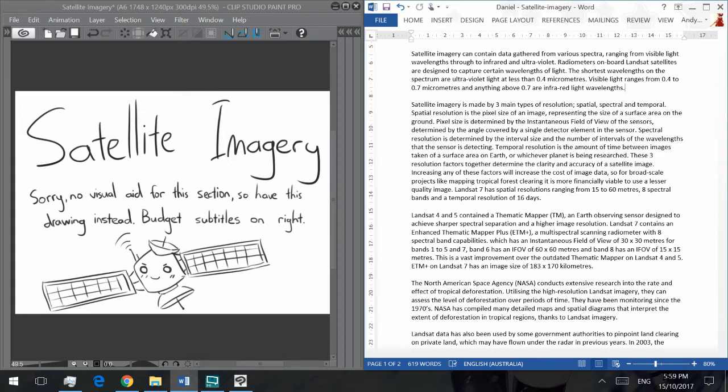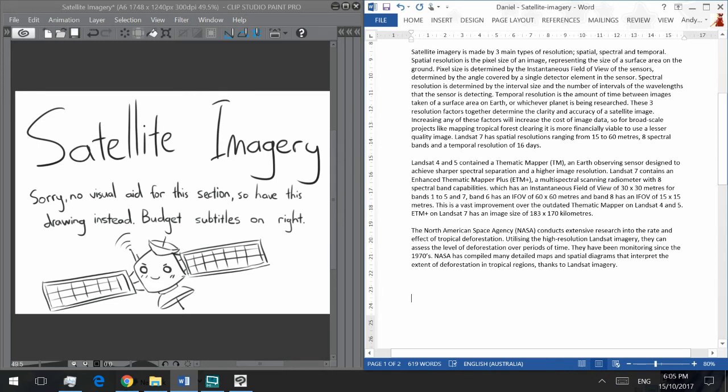Radiometers on board Landsat satellites are designed to capture certain wavelengths of light. The shortest wavelength on the spectrum is ultraviolet light at less than 0.4 micrometers. Visible light ranges from 0.4 to 0.7 micrometers, and anything above 0.7 are infrared light wavelengths.